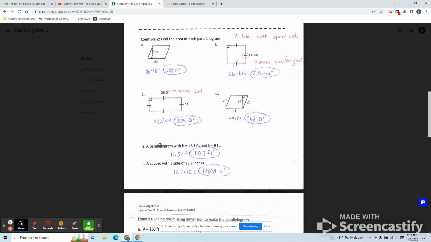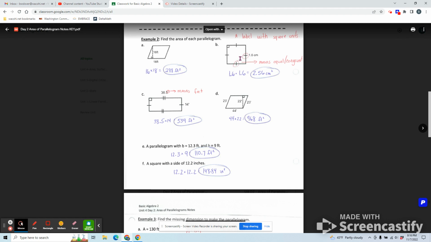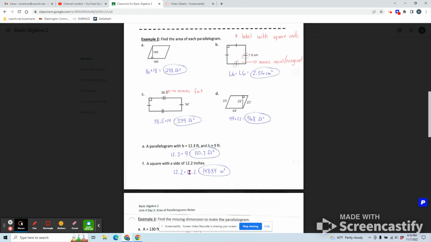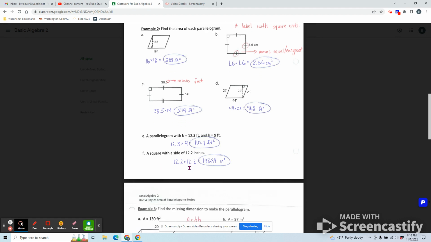E and F are not drawn, but you are still able to figure them out. Base times height, it's a parallelogram. Multiply them together. It's a square with a side of 12.2. So think about what we did in letter B. We had 12.2, and then the other side was 12.2. Multiplied them together.